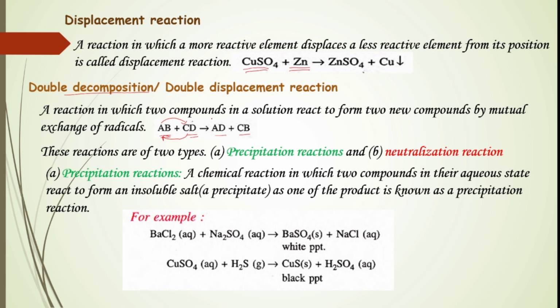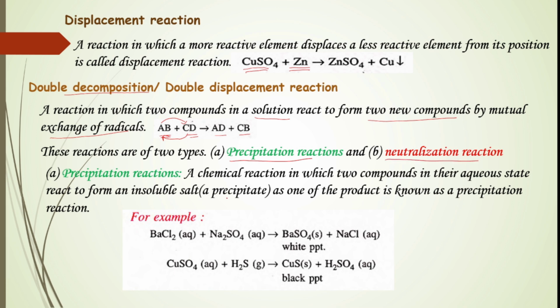So a reaction in which two compounds in a solution, very important, react to form two new compounds by mutual exchange of radicals. You know what a radical is, isn't it? So by mutual exchange of radicals, two new compounds are formed from two already present compounds. And of this type of double displacement or double decomposition reactions, we have two types. One is the precipitation reaction and the other one is the neutralization reaction.